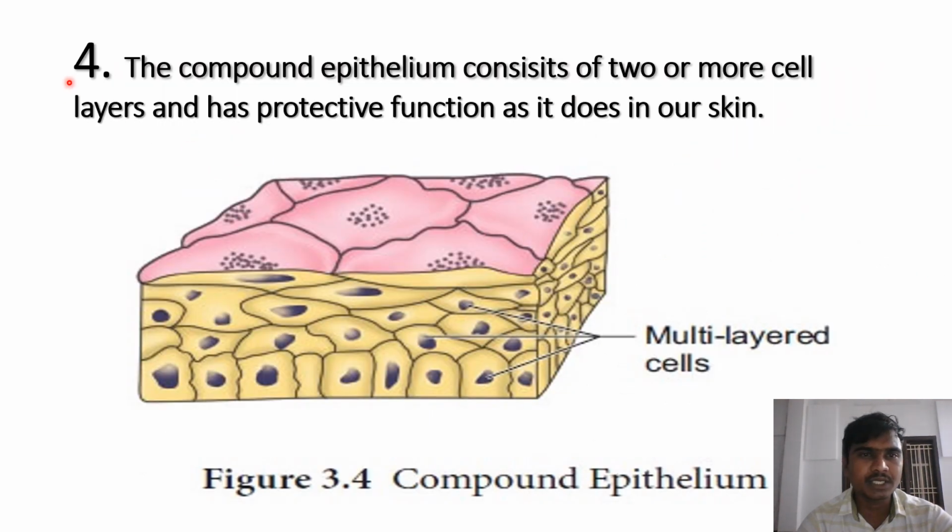And the fourth point: compound epithelium consists of two or more layers and has a protective function, as it does in our skin. The main function is protection. What is the main function of compound epithelium? Protection. See, this has multi-layered cells. This is the compound epithelium.